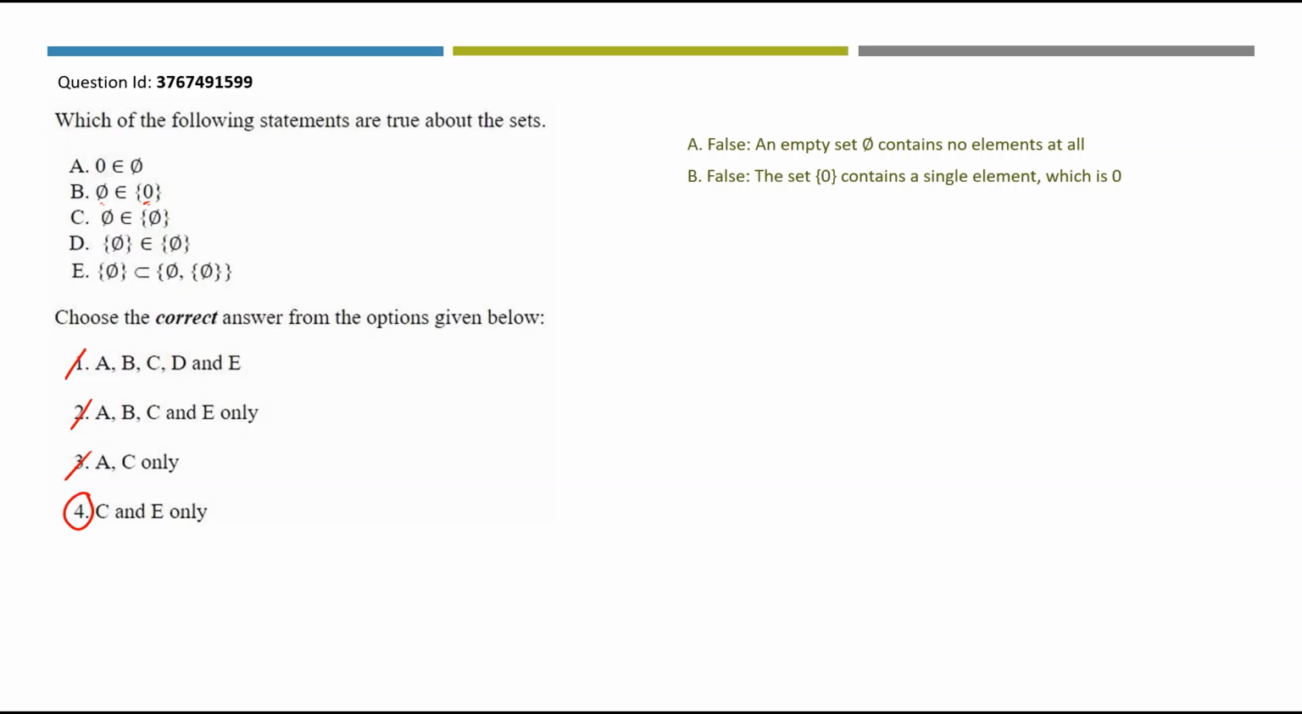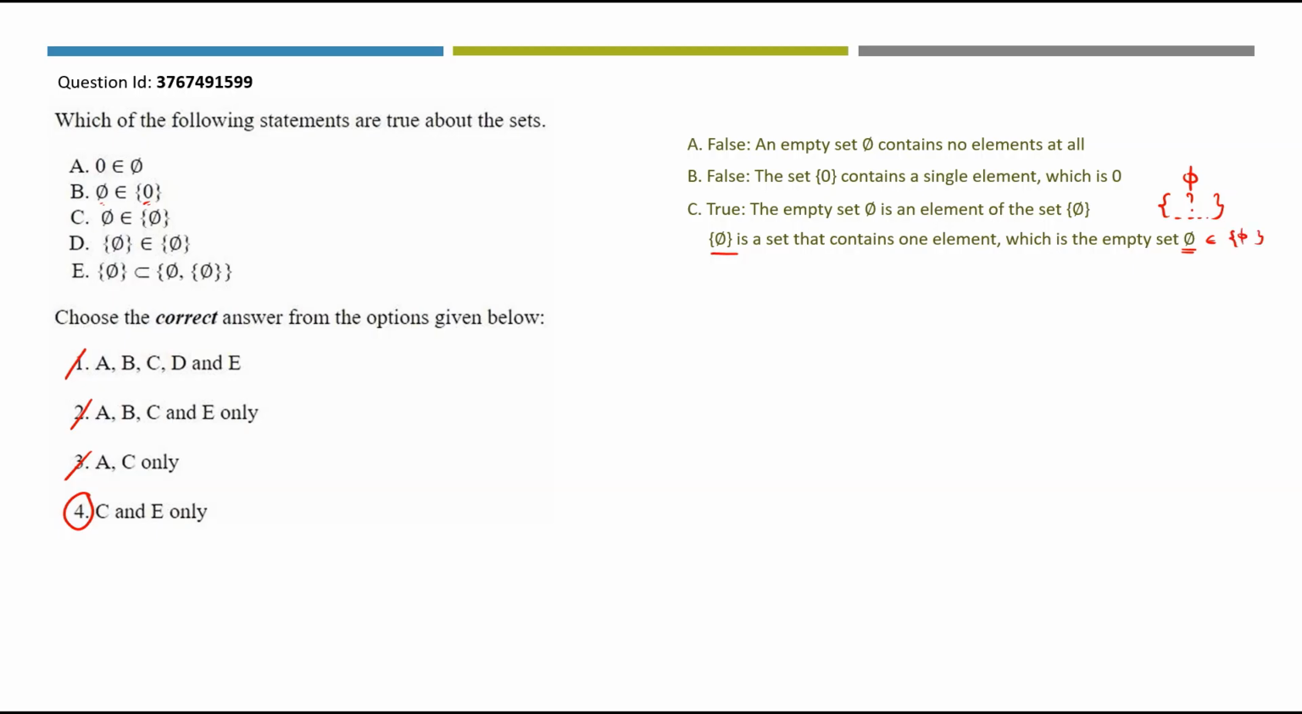What about C? Empty set belongs to set with empty set. This is true. The empty set is an element of the set. So inside this we have one element in the RHS. What is that element? It is phi. What is phi? It is empty set. Is it the same as LHS? Yes. This particular set with an empty set is a set that contains one element, which is the empty set itself. So they are equating this empty set belongs to this particular set, which is perfectly true. So C is true.